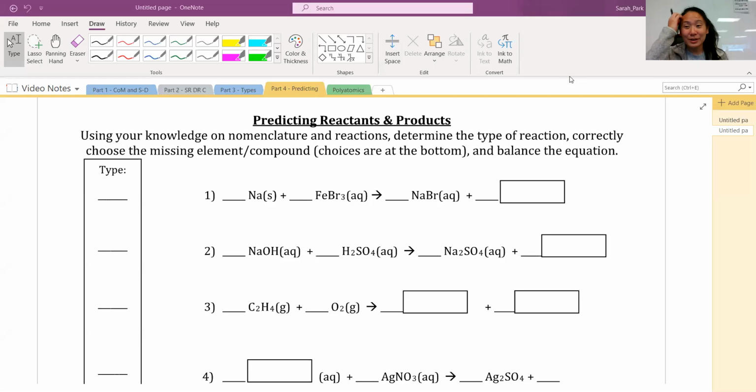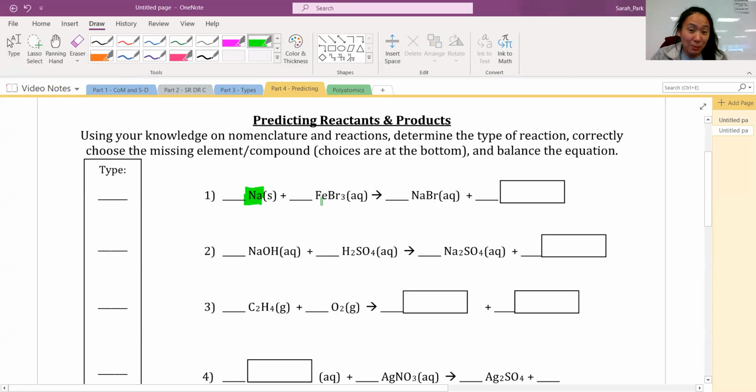Okay, so the last thing that we're going to learn today is learning how to predict reactants or products. So something's going to be missing and you have to figure out what's going to go in that missing box. And it all depends on what type of reaction it is, right? For example, you see this one right here, you're starting with the sodium. So here, I'm going to color the sodium and then it's mixing with an iron 3 bromide, and then you have a sodium bromide on the right, and then you're missing something, okay?